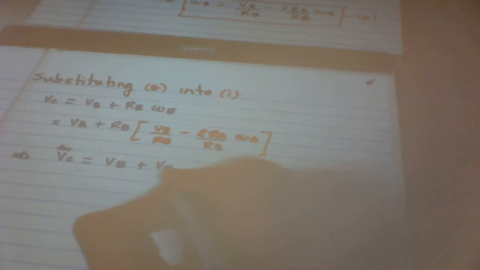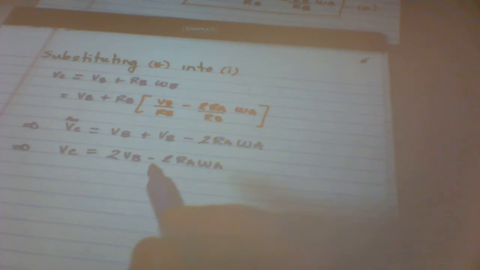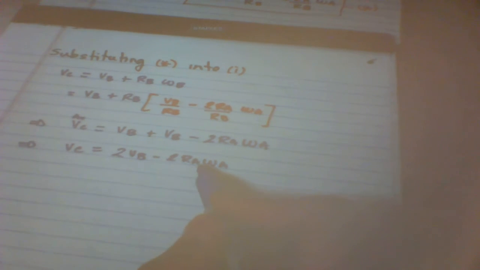Oops, third color. So this is going to give us that VC equals VB plus VB minus 2 RA omega A. So this equals that VC equals 2VB minus 2RA omega sub A. And if you use the equation above, RA omega A can be treated as VA. I use this one as VA, yes.